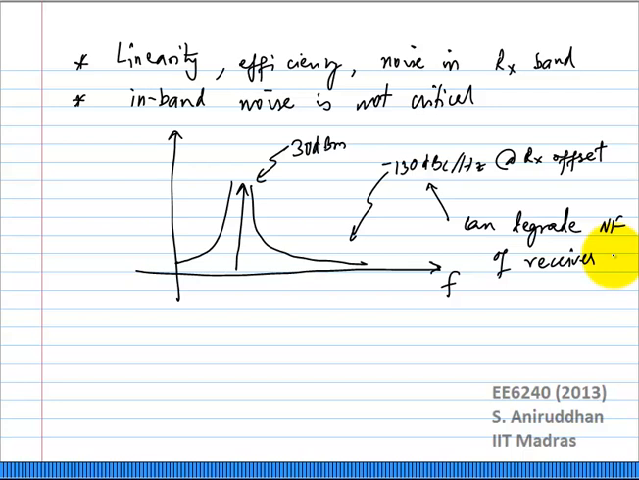I can specify for the transmitter saying the noise should be minus 130 dBc per hertz at this frequency, minus 160 dBc per hertz at this frequency, and so on. That will tell you how much noise is coupling through.